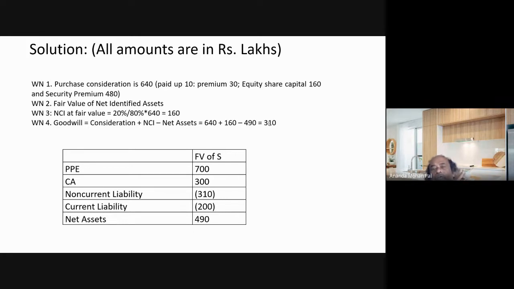Once that goodwill is calculated in the first year, at the time of acquisition, when you're preparing the consolidated balance sheet, goodwill is 310. In the next year, it would be 310. In the second next year, it would be 310. It won't change. Other figures should all change, but goodwill will not change.